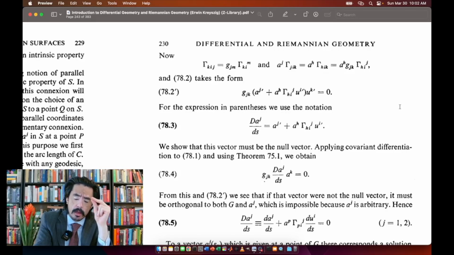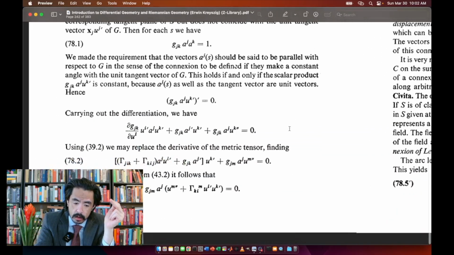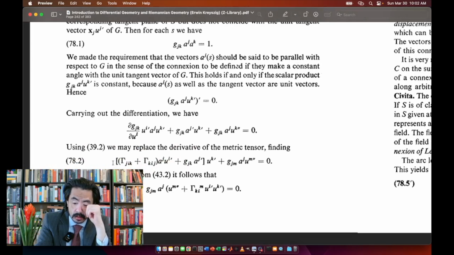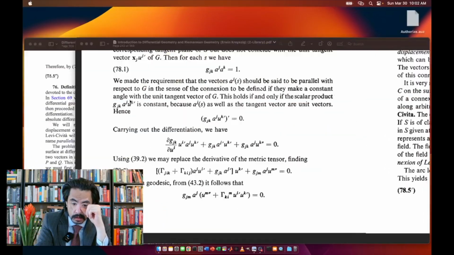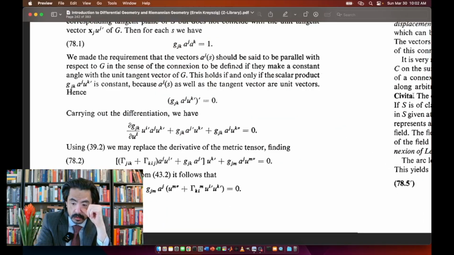Here we go. Now, Christoffel sub kij equals lowercase g sub jm times Christoffel sub ki superscript m, and a superscript j times Christoffel sub jik equals a superscript h times Christoffel sub hik, which equals, as well, a superscript h times lowercase g sub jk times Christoffel sub hi superscript j. And what was down below here, this statement, hopefully you can see, yeah, you can see that, 78.2.